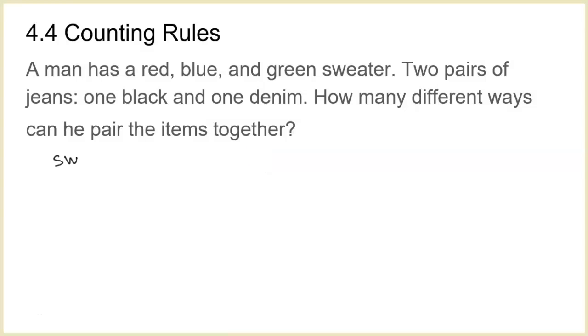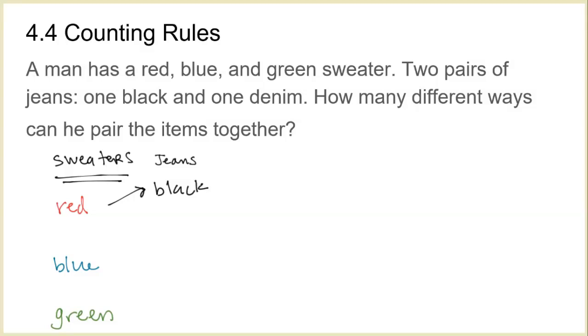So if we think about the way in which we did the tree diagram, we have 2 different options to make an outfit. We have the 3 different sweaters, so red, blue, or green, and then we have 2 different types of jeans, black and denim. So if the young man decides to wear the red sweater, then he can pair it with a pair of black jeans or denim. And then the outcomes, which in this case are the outfits that he can put together, would be the red sweater and the black jeans, or the red sweater and the denim jeans.